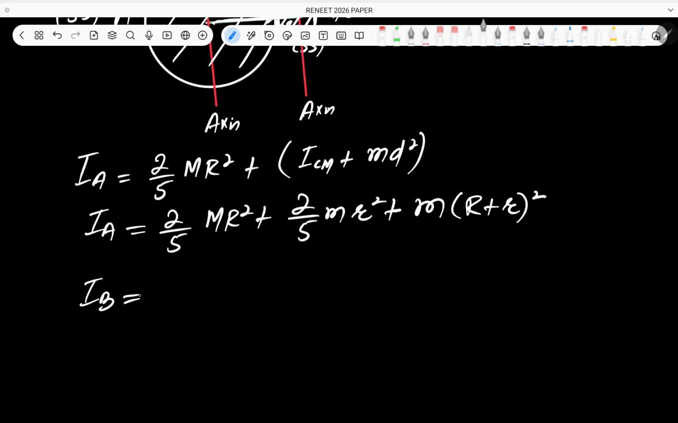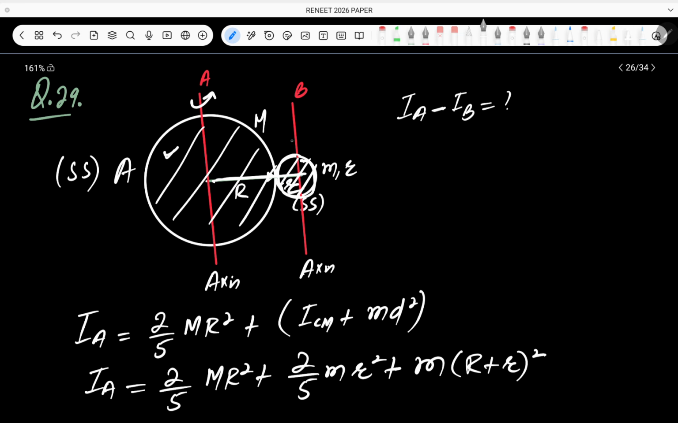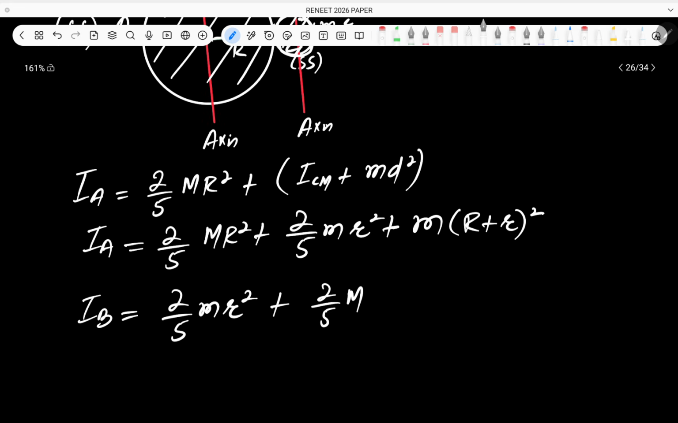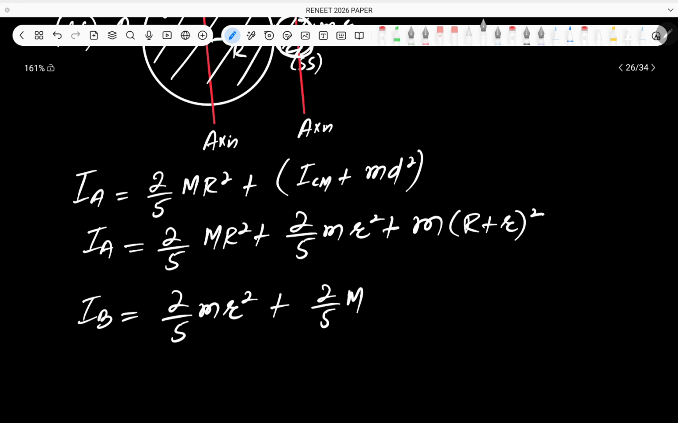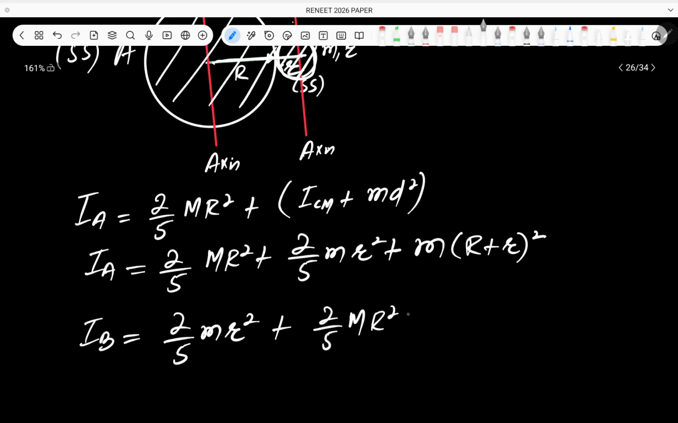Exactly in the same way, IB will be equal to 2 by 5 small m into small r square, plus the moment of inertia of this, which will be ICM, that is 2 by 5 capital M. We have to calculate the moment of inertia about this axis. So about this axis of this sphere, IB will be equal to 2 by 5 mr square, plus the moment of inertia of this is 2 by 5 mr square. Now of this is ICM, that is 2 by 5 mr square capital R square, and plus capital M into capital R plus small r whole square.